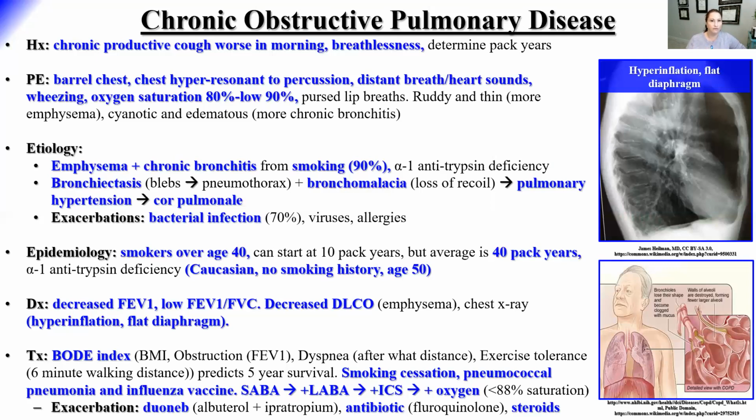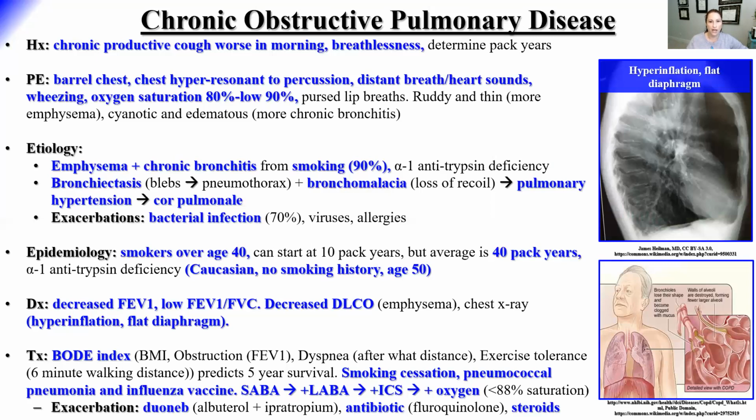The treatment algorithm for this one is kind of a flip-flop of what it is in asthma. Both of them start out with a SABA. In asthma, we do an ICS next. In COPD, we do the LABA next. Then we go to the inhaled corticosteroid and then oxygen and steroids if needed.